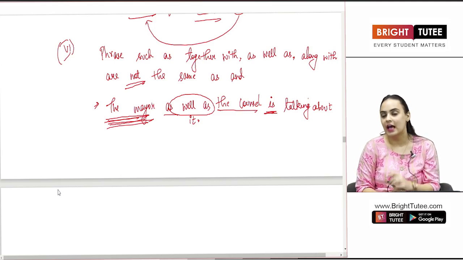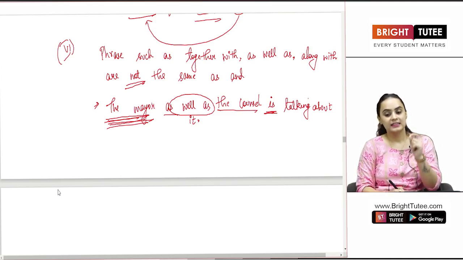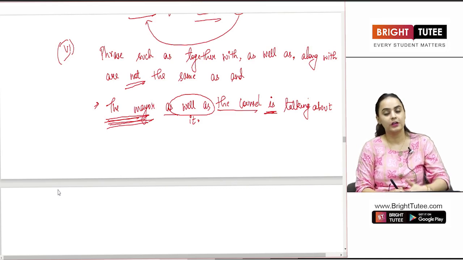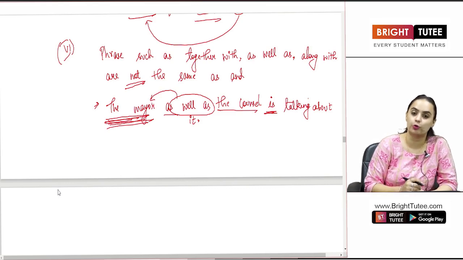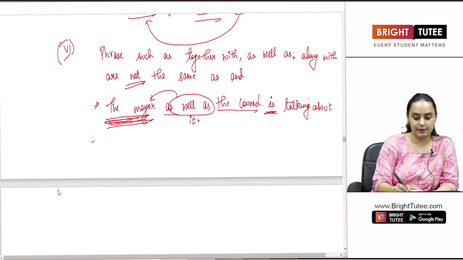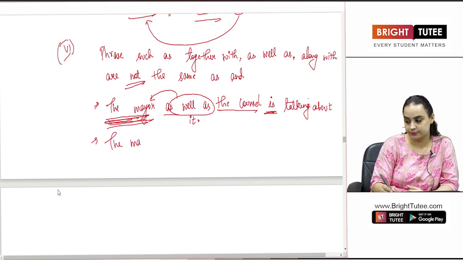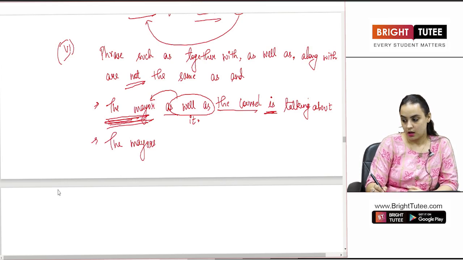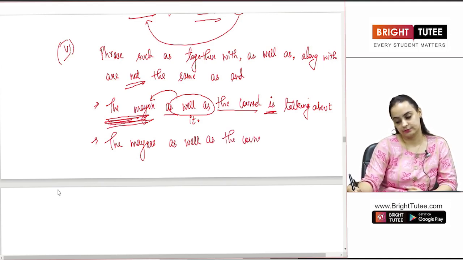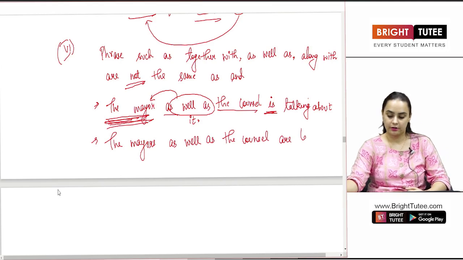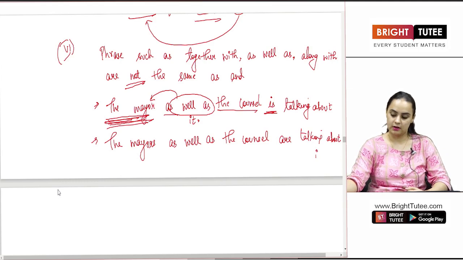And whenever we have this as well as, the verb will always depend on the subject which is before the phrase. For example, if this would have been the mayors as well as the council are talking about it.